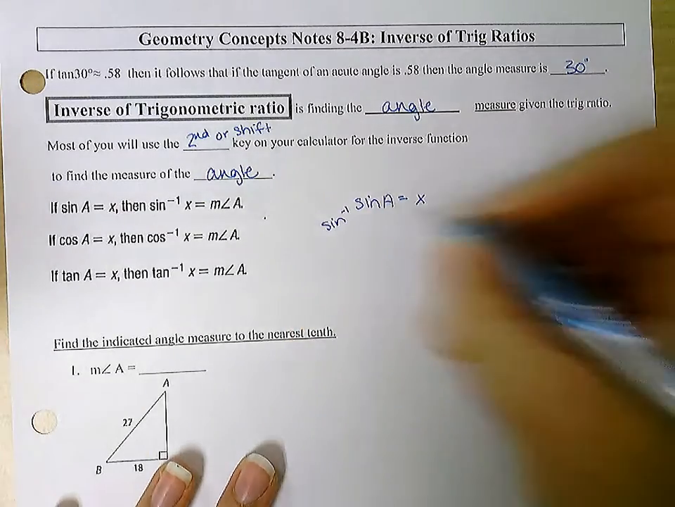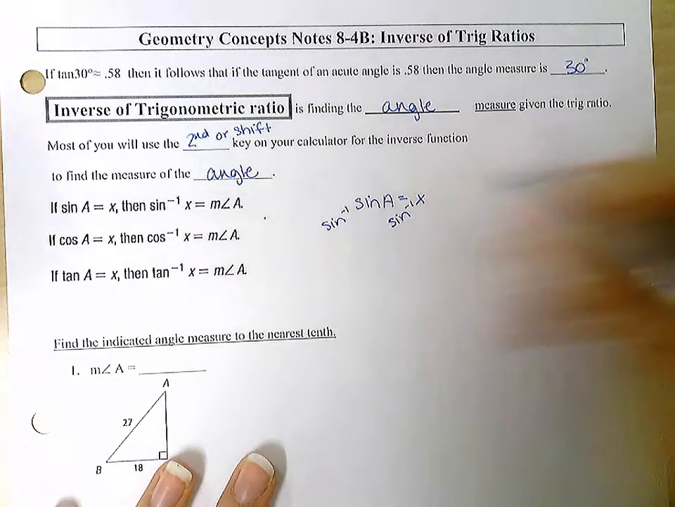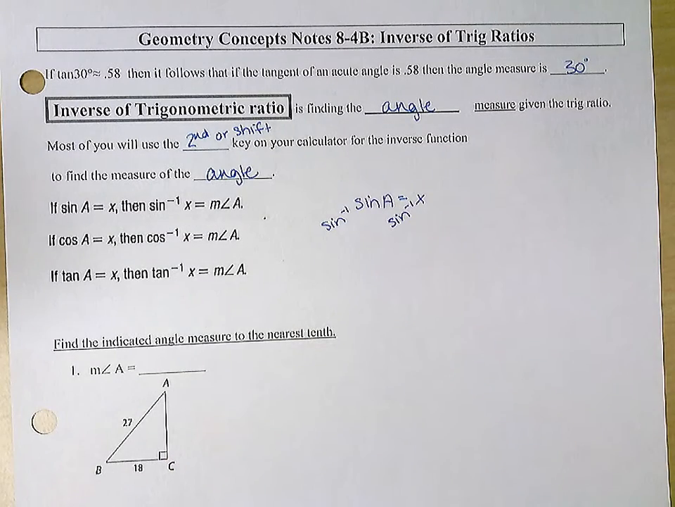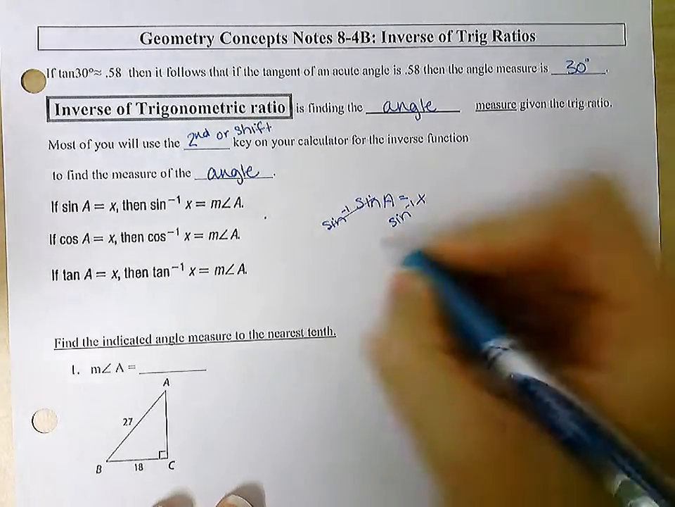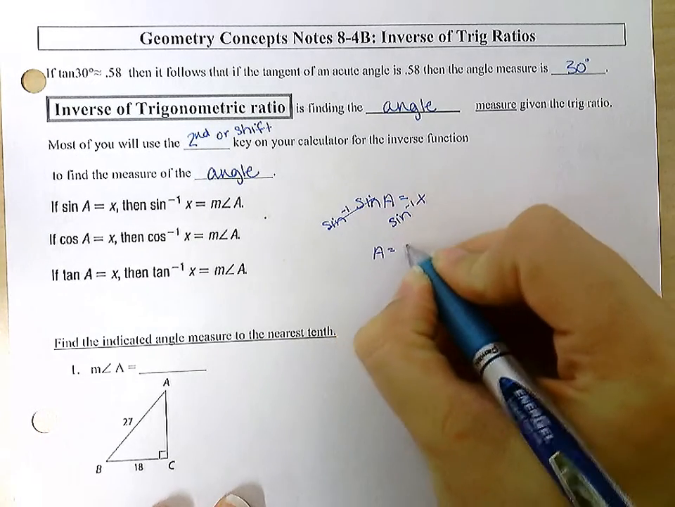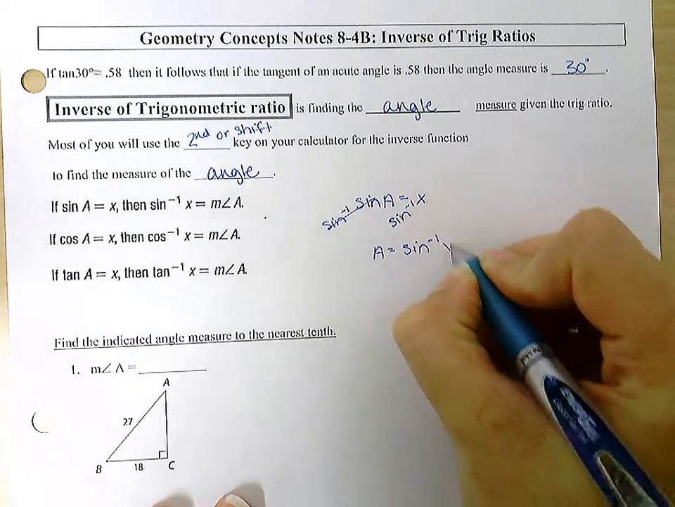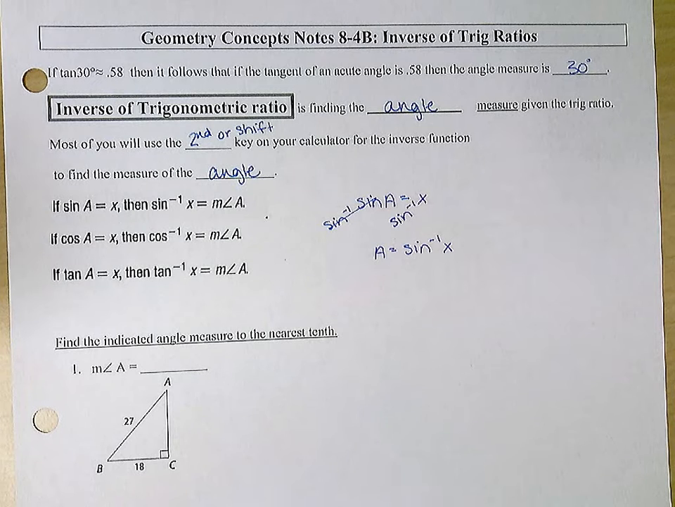So we bring in sine inverse to both sides of that equation, because that sine inverse and that sine will cancel each other out. That way I'm left with A is equal to the sine inverse of X. Okay, and I'll be able to plug that into my calculator to get your angle A. That's true for cosine and tangent as well. So we are just going to practice this.